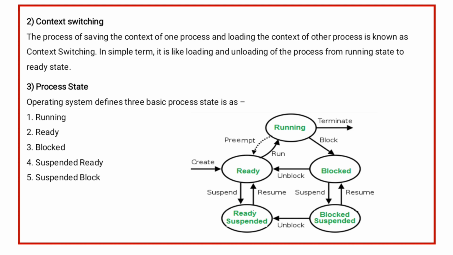In this state, a process which is not waiting for any external event such as an input output operation, and which is not running, is in a ready state. Next is blocked. When a process is waiting for an external event such as an input output operation, the process is in a blocked state. Suspended ready: when the ready queue becomes full, some processes are moved to the suspended ready state. And suspended block: this state occurs when the waiting queue becomes full. This figure shows the process states.